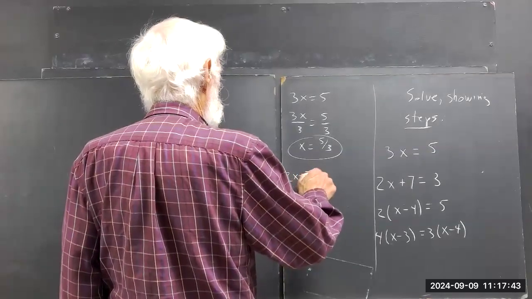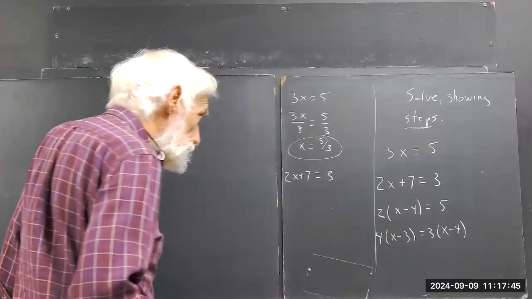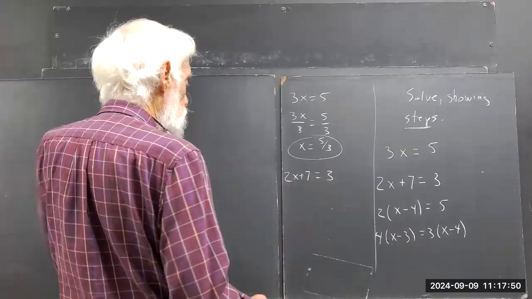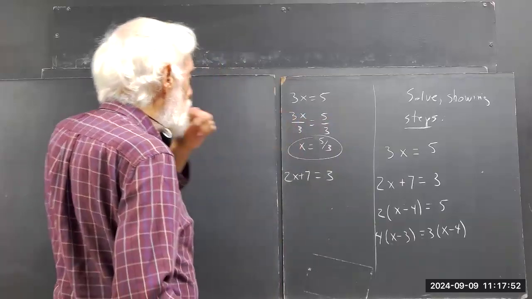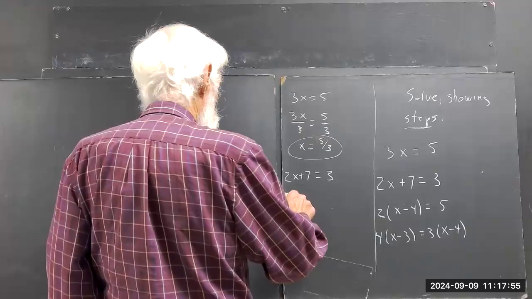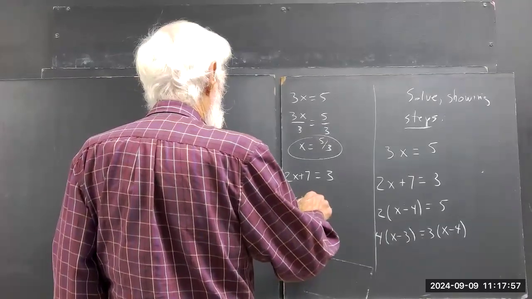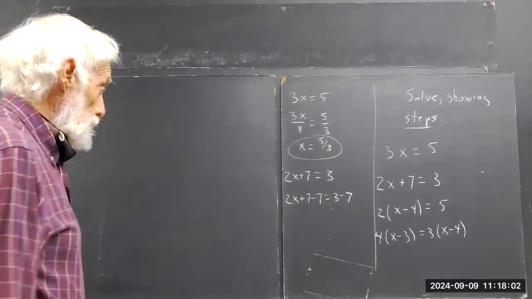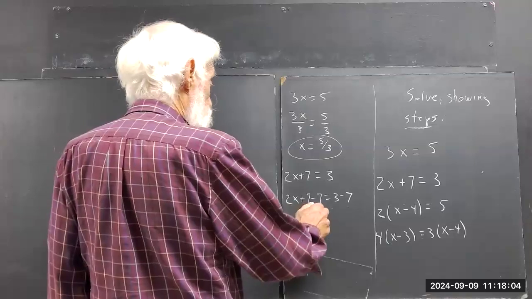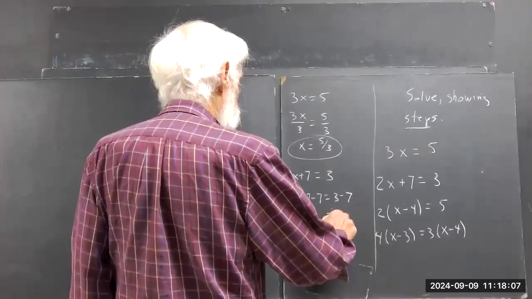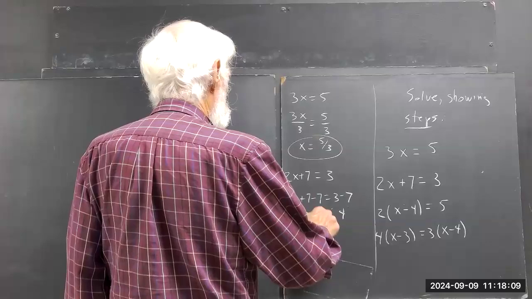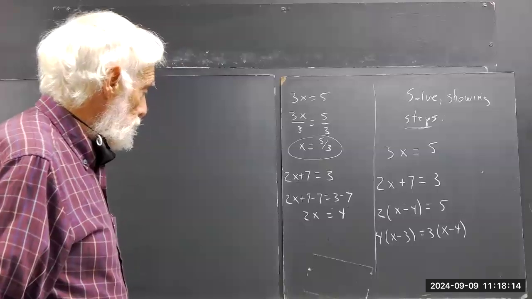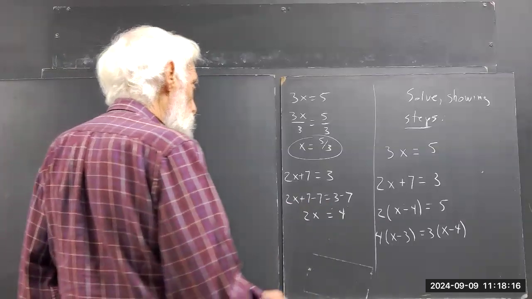2x plus 7 equals 3. And we subtract 7 from both sides. So we got a plus 7 here. Then we want the numbers over here and the x terms over here. So we have this. And 7 minus 7 is 0. 3 minus 7 is 4. So we don't need to write the 0 that we get for 7 minus 7 here. So we get 2x equals 4.